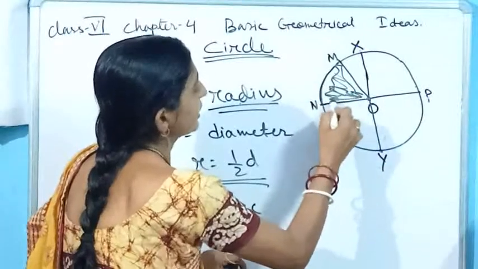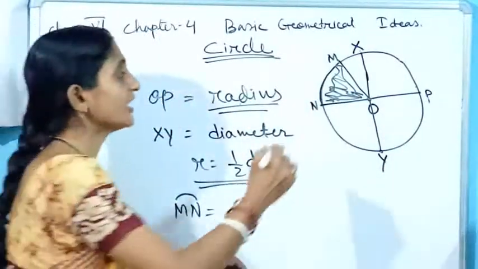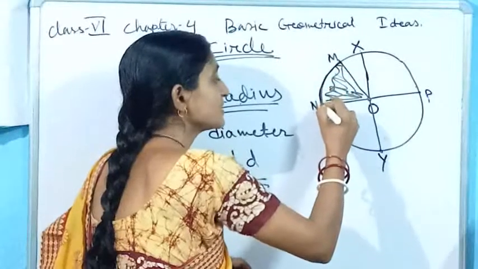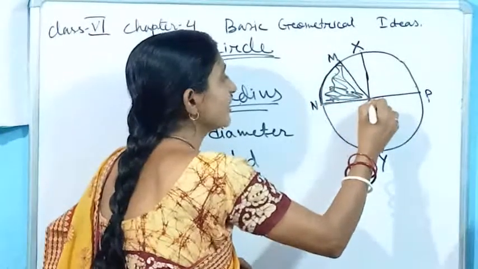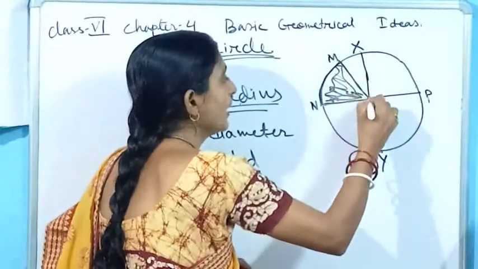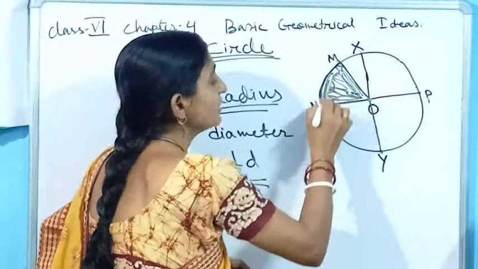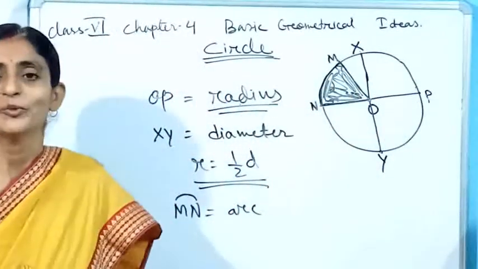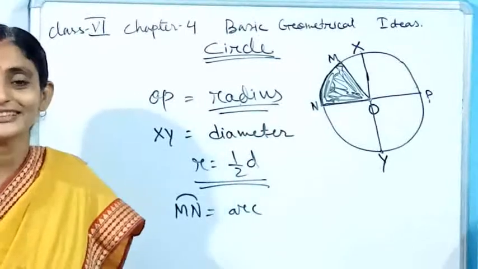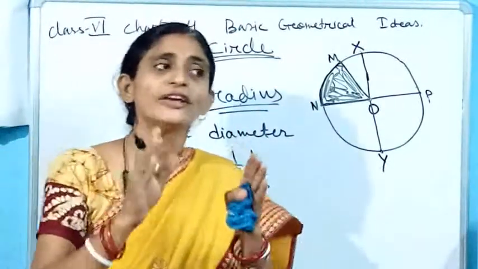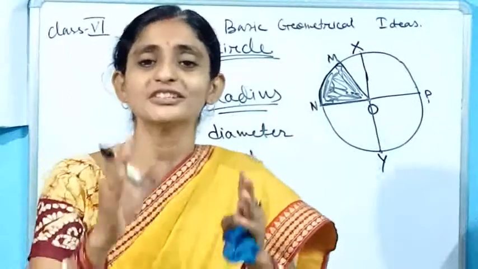Yes, what I will get? Can you tell me? What I have done, I have bounded this arc with two radii. I have taken two radii, OM and ON. So that enclosed area, what will it be called? This is the sector. Always the sector is part of this circle.